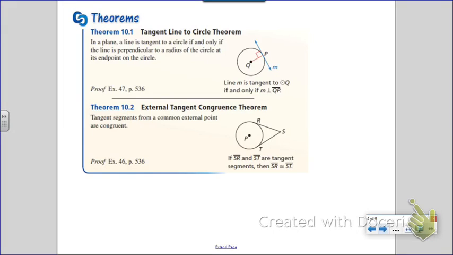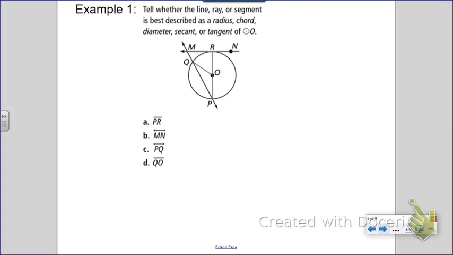If a line is tangent to a circle, it is perpendicular to the radius at its endpoint on the circle. 2 tangent segments from a common external point are always going to be congruent. We'll use these to answer questions in the examples. In our first example, we're telling whether the line, ray, or segment is best described as a radius, a chord, a diameter, a secant, or a tangent of the circle O.